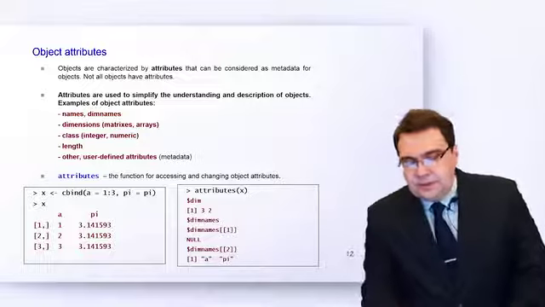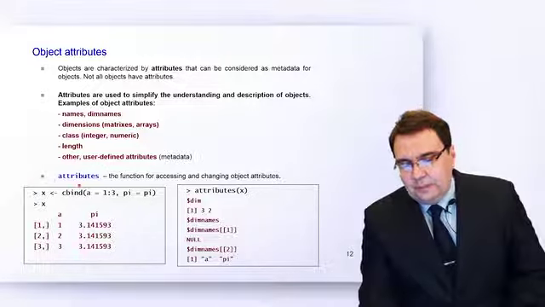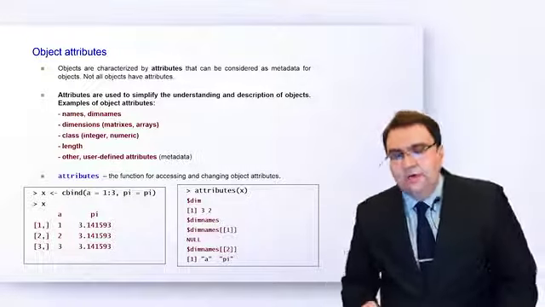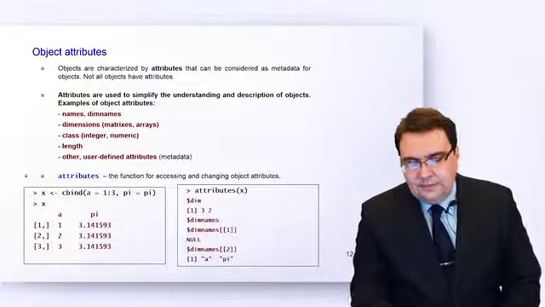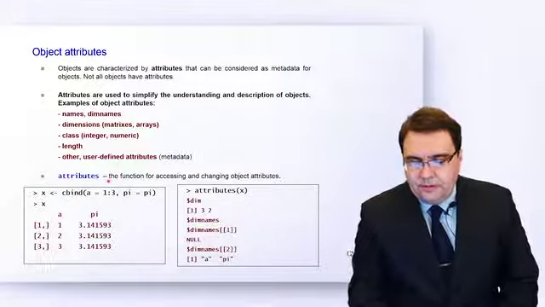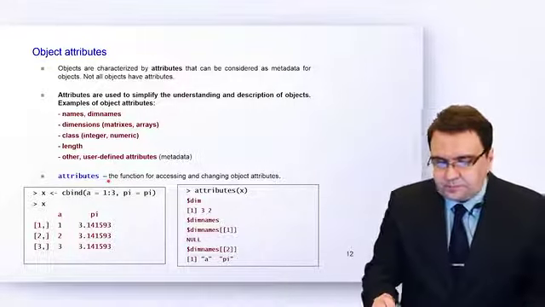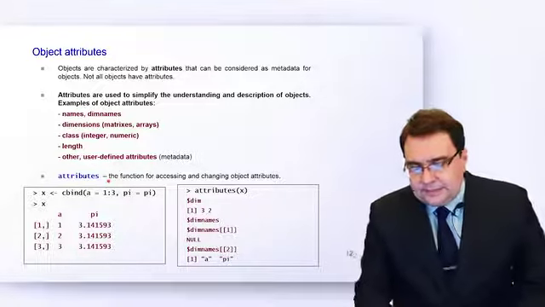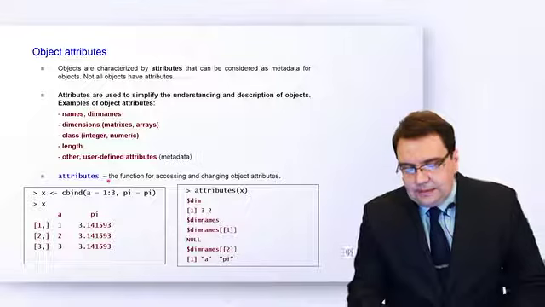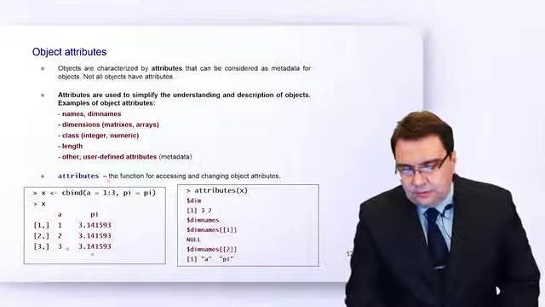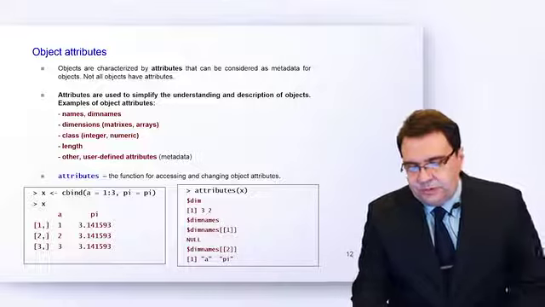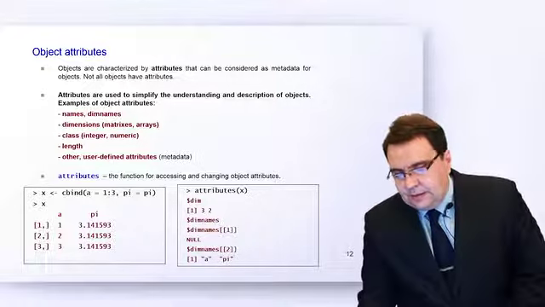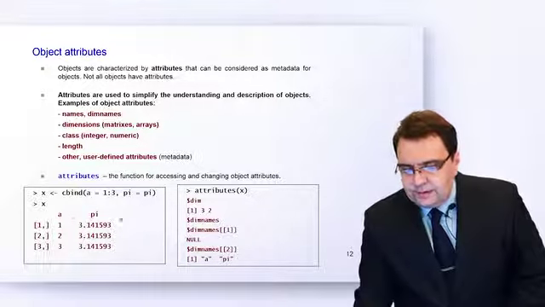A very important function that you can use in R is the function attributes. This function is for accessing and changing object attributes. And you can see a simple example in the left square box. I create a matrix with the help of function cbind. This matrix contains 3 rows and 2 columns. In the first column, which has name A, I have 1, 2, 3, and the second column has just copies of the number pi, 3 times.